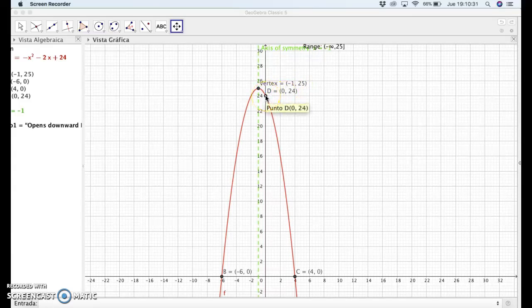Then we have our y-intercept. It's this one. Why? Because the y-intercept is when x is 0. Then here we have our two x-intercepts. X-intercepts are when y is equal to 0. So we marked where the graph crossed and touched the x line, and here are the coordinates.